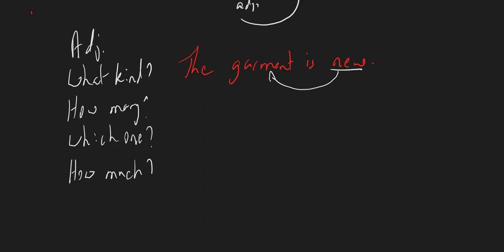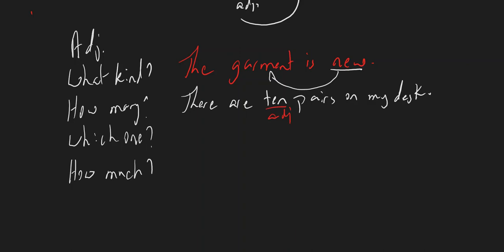Similarly, you can answer the question of how many. There are 10 pairs on my desk. Okay, so here answers the question of how many pairs, and the answer is 10. In this case, it's an adjective.